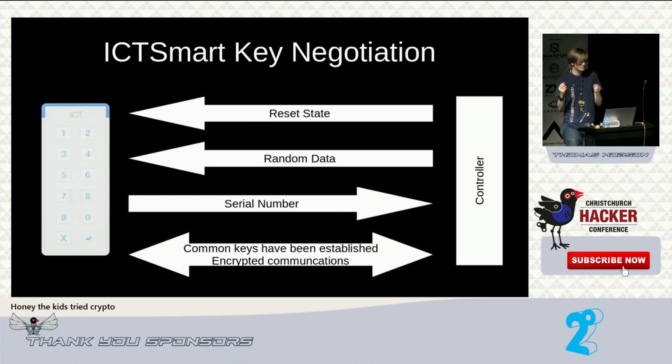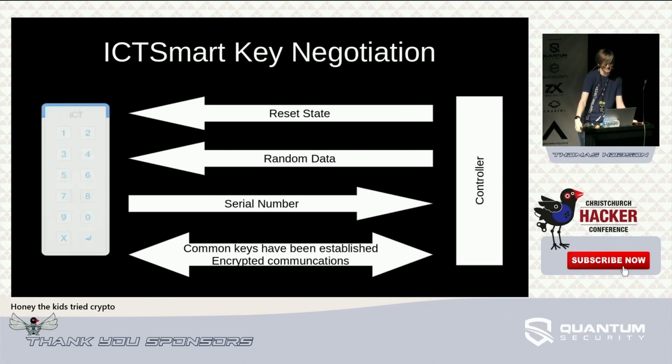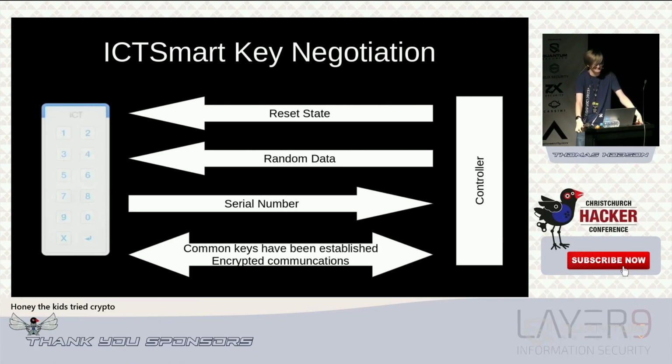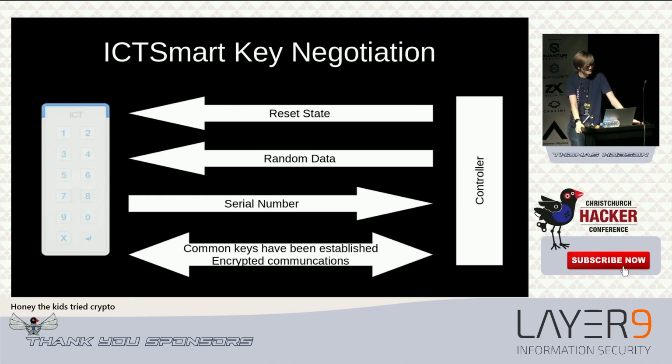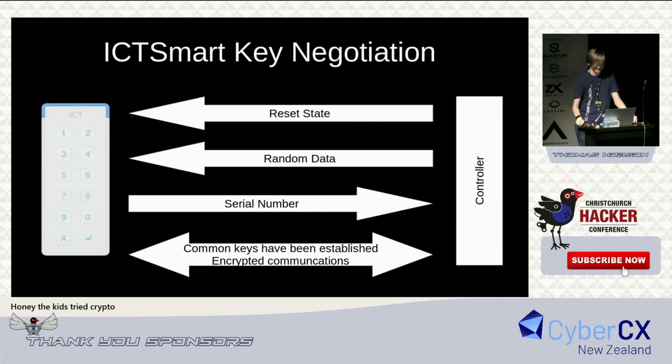From there, the controller is going to send over some random data. This is just a random number. The controller that I've looked at seems secure in its random number generator. It's just using the Windows CE inbuilt random number generator, which I think is secure. And then the reader's going to respond with its serial number and some other data as well that I didn't bother to put in there.